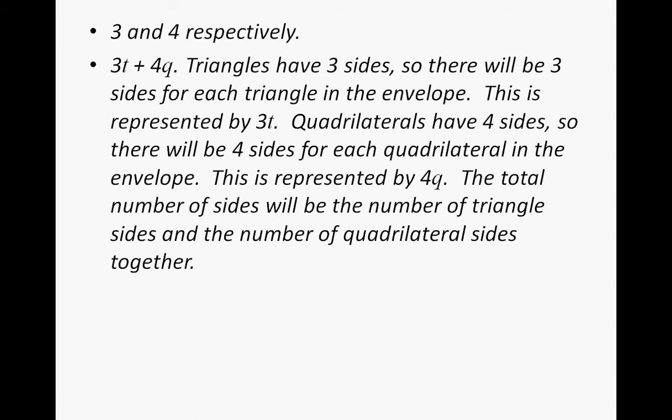Since triangles have 3 sides, there will be 3 sides for each triangle in the envelope. This is represented by 3 times t. Quadrilaterals have 4 sides, so there will be 4 sides for each quadrilateral in the envelope. This is represented by 4q, or 4 times q. The total number of sides will be the number of triangle sides and the number of quadrilateral sides added together.